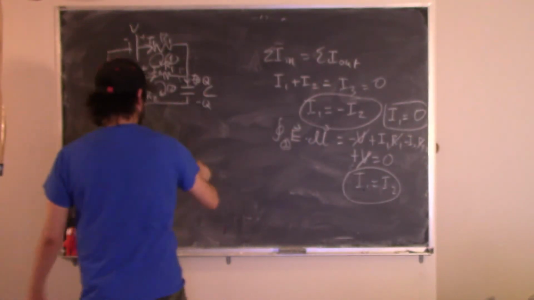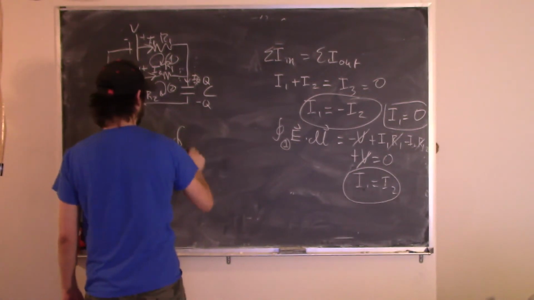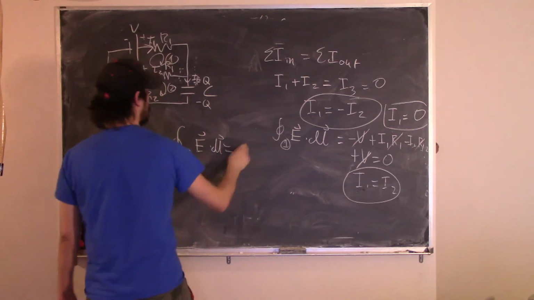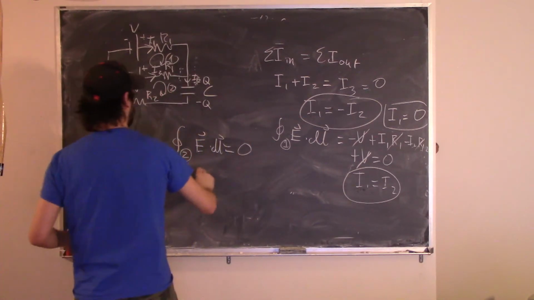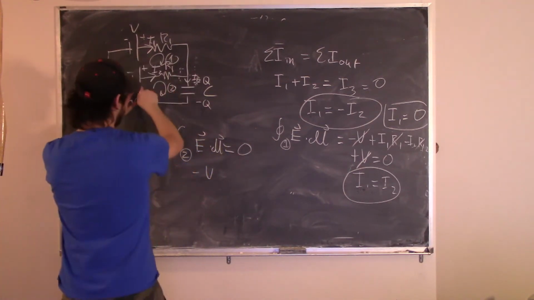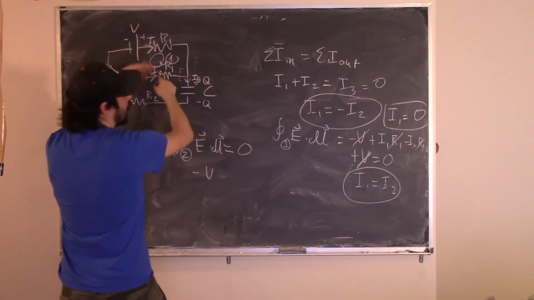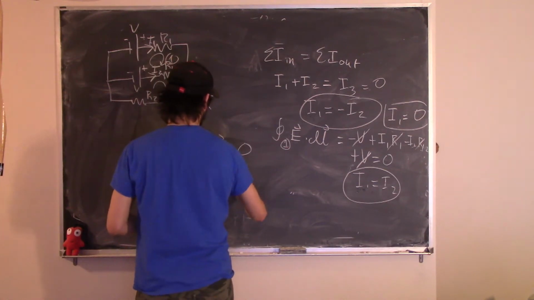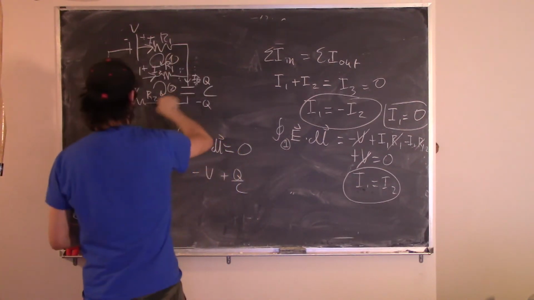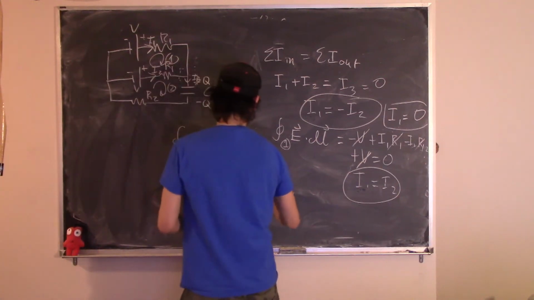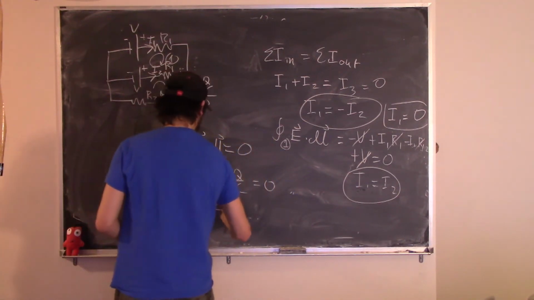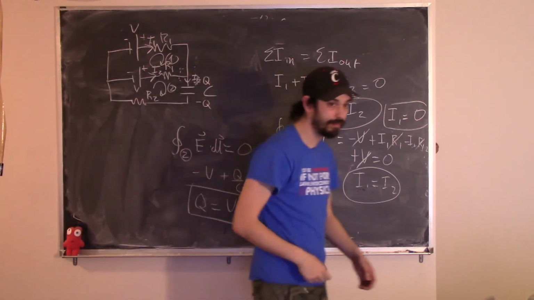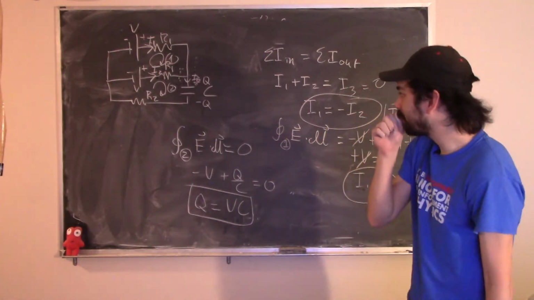So now let's look at loop 2. For loop 2, the integral of E dot dl is going to be equal to 0. This says minus V, and we already said I2 is 0 because I1 is 0. And then this is going to be plus Q divided by C. There's no current in R2, so that's equal to 0. Q is equal to V times C. Okay? And that's it.